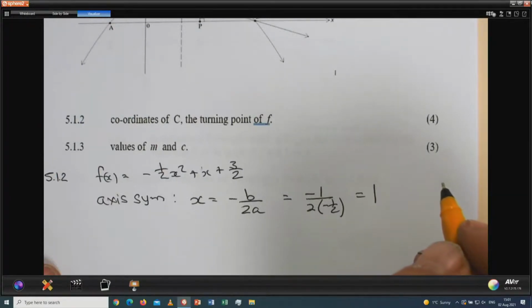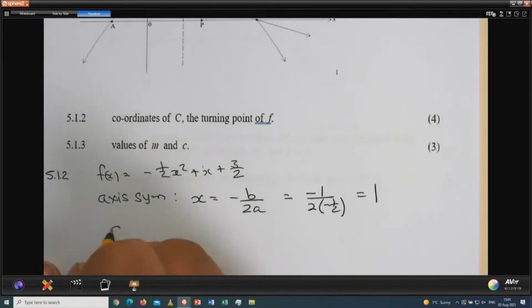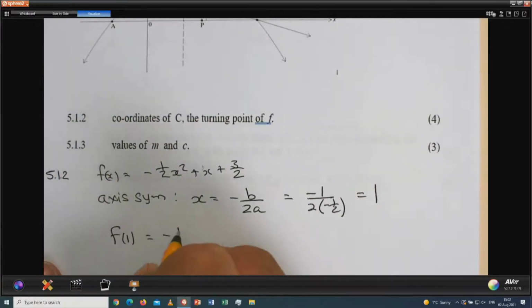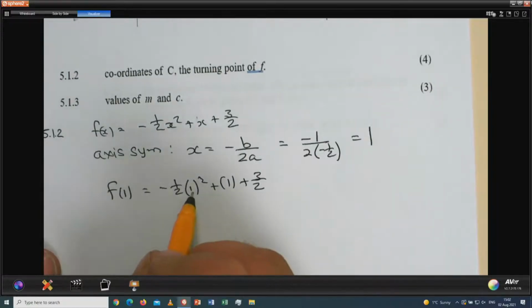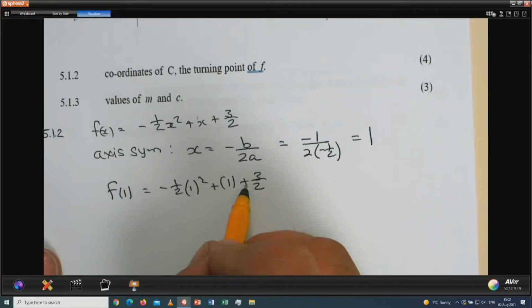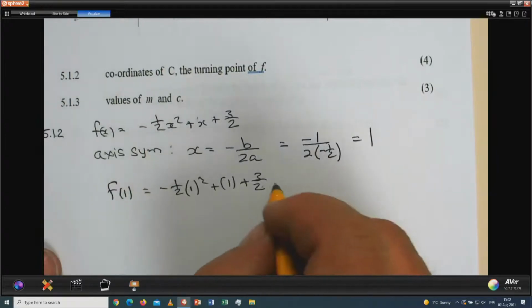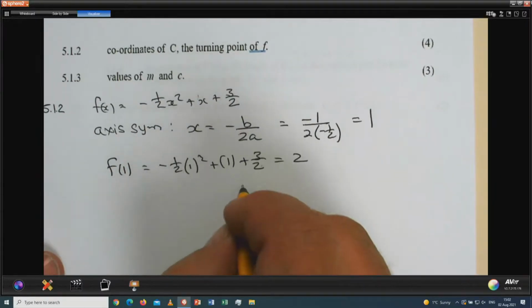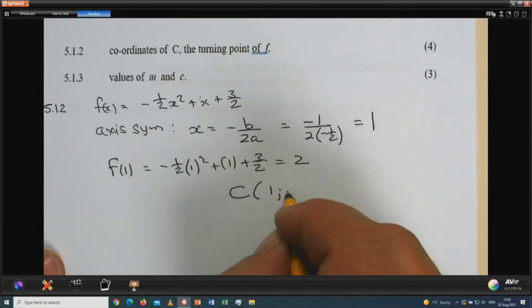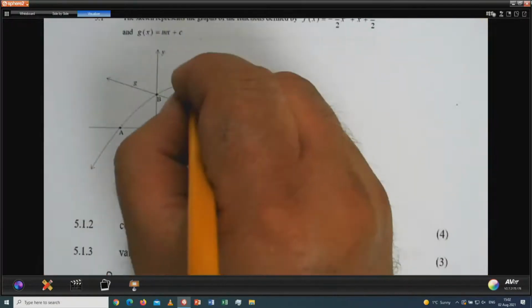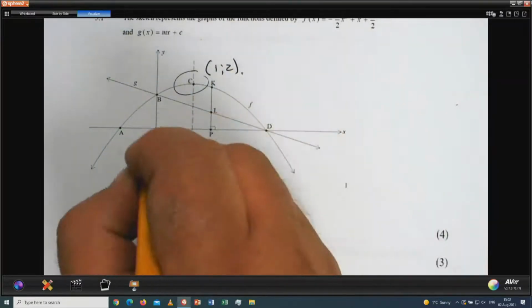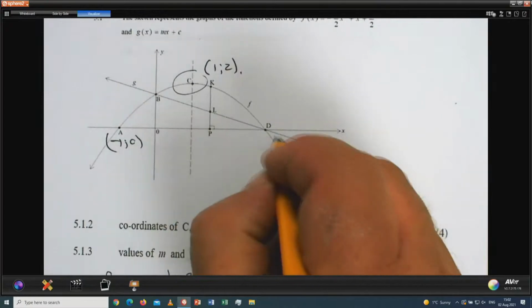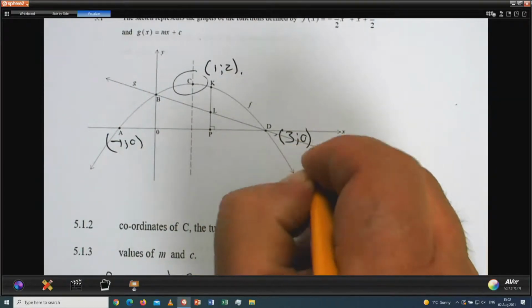Now, to get the y coordinate of the turning point, we're going to find f of 1. So it's negative a half times 1 squared plus 1 plus 3 over 2. So this is negative a half plus 1.5, which is 1, plus 1 is 2. That is equal to 2. So the coordinates of the turning point C is 1, 2. So C's value here is 1, 2. And we already worked out the values of A, it's negative 1, 0. And D here we worked out to be 3, 0.